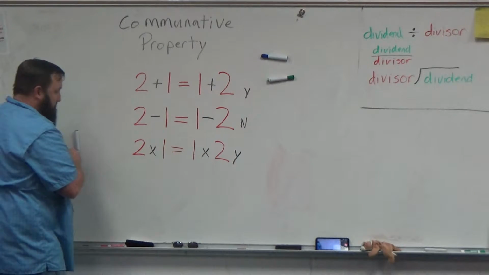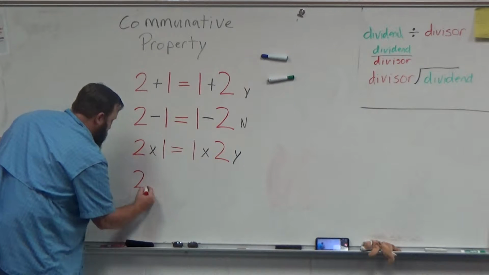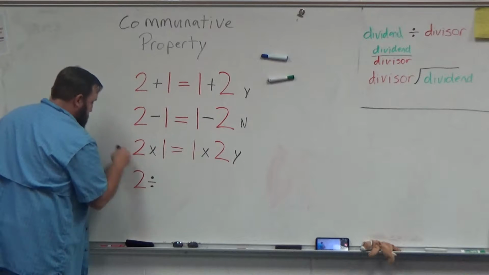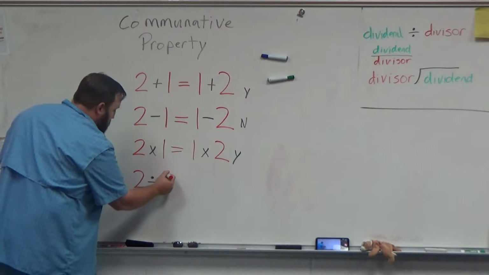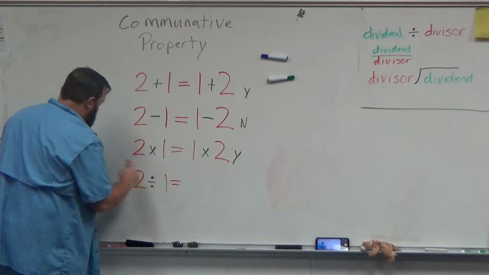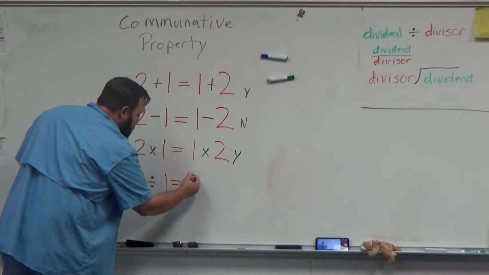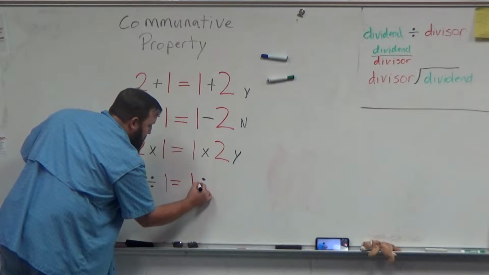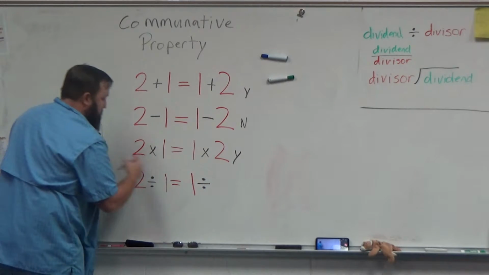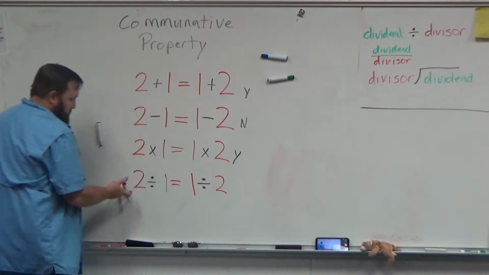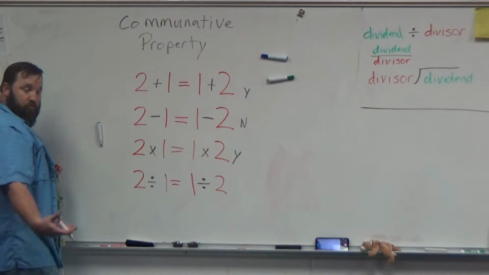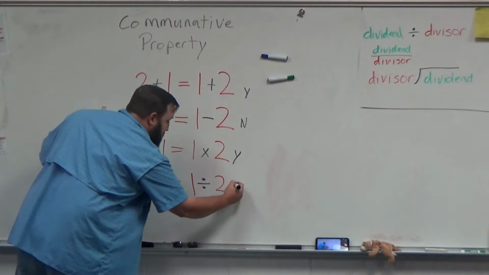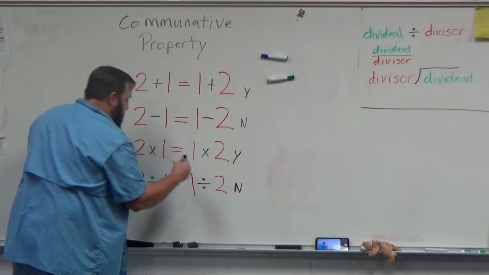Now, how about this? 2 divided by 1, does that equal 1 divided by 2? So 2 divided by 1 would be 2. 1 divided by 2 would be 1/2. So no, they are not the same.